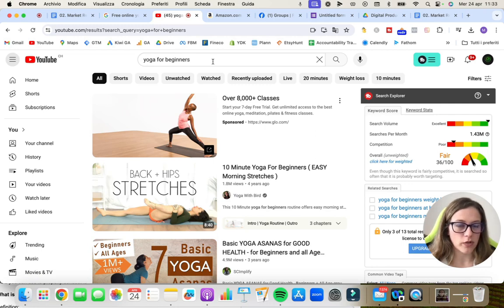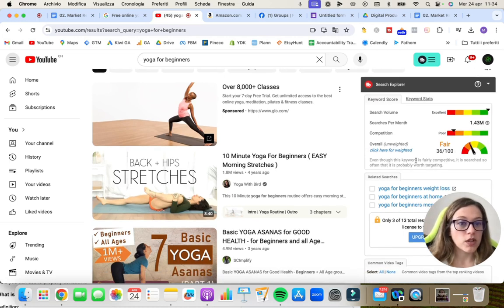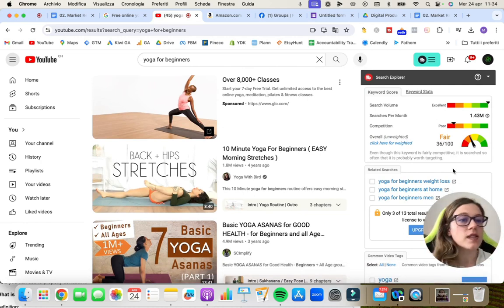In this case, it's yoga for beginners. The search volume is excellent, okay, and the competition is poor. And the overall unweighted, make sure to always check the unweighted because it also checks the competition, right, is fair. So it means that even though this keyword is fairly competitive, it's searched so often that it's probably worth targeting. So this is the best case scenario, okay?